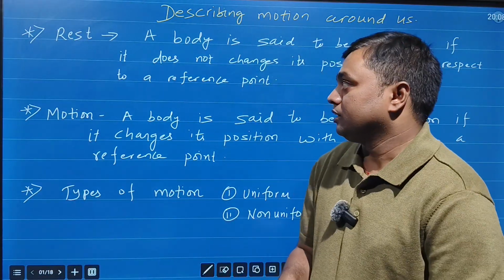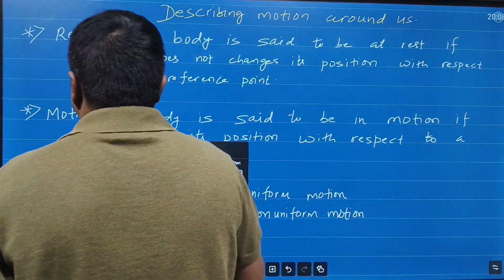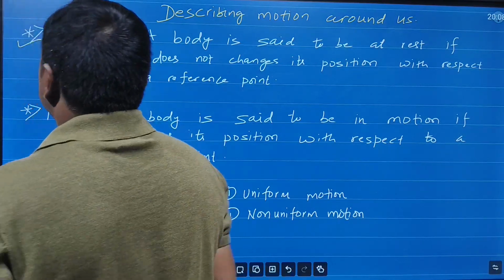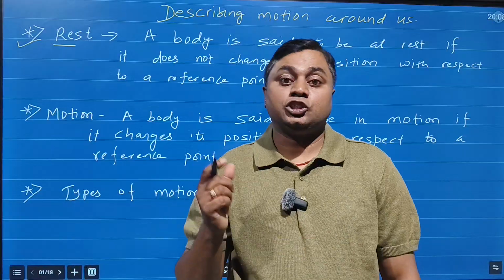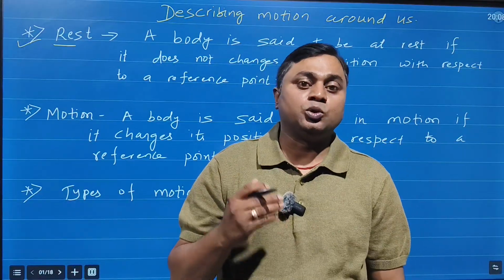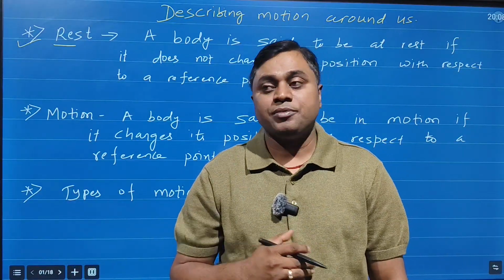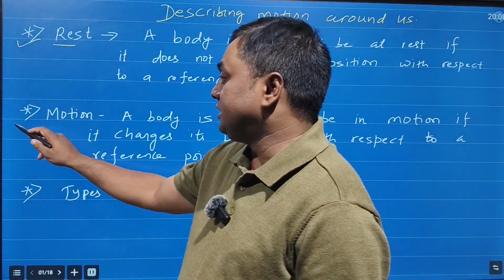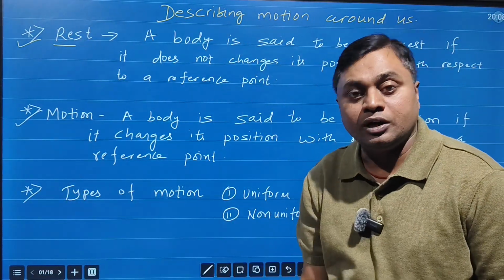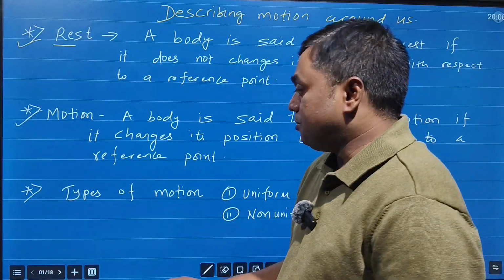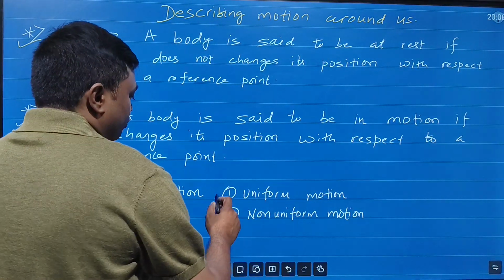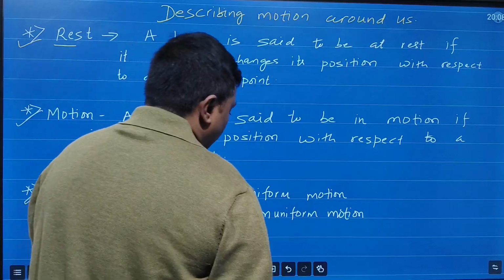Okay, so let's start. First of all, when we talk about rest, what do you mean by rest? A body is said to be at rest if it does not change its position with respect to a reference point. And when a body changes its position with respect to a reference point, it is said to be in motion. Is it clear? We have basically two types of motion: uniform motion and non-uniform motion.